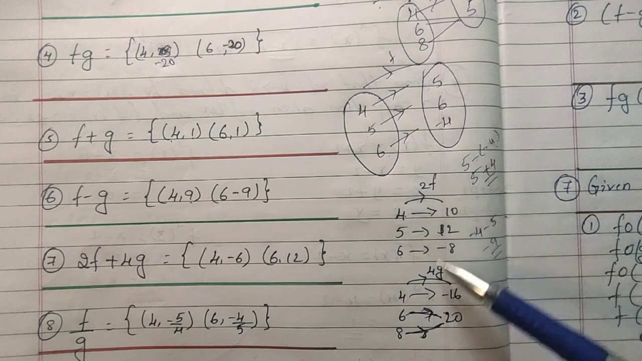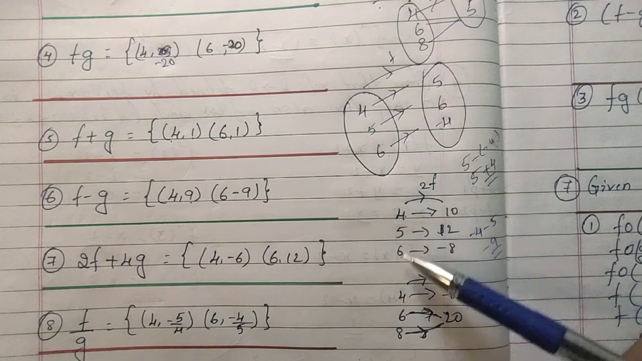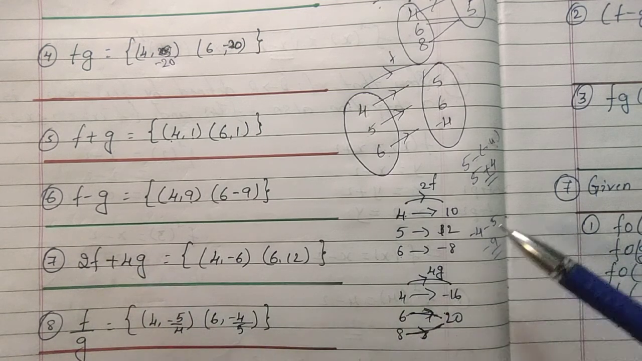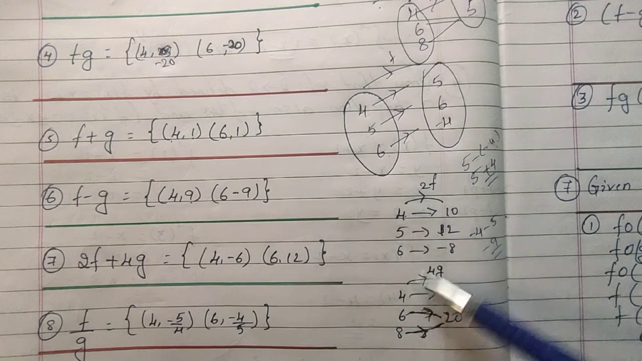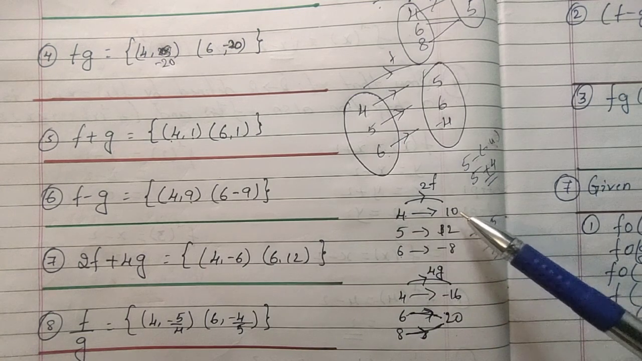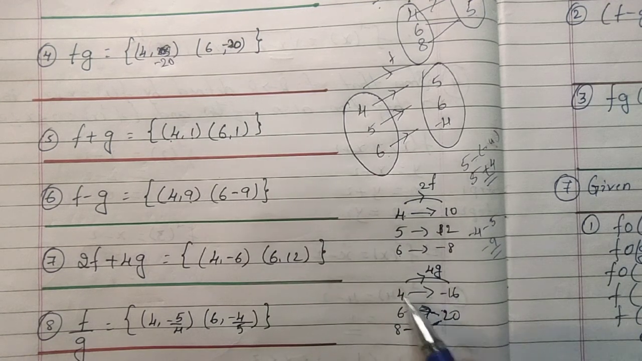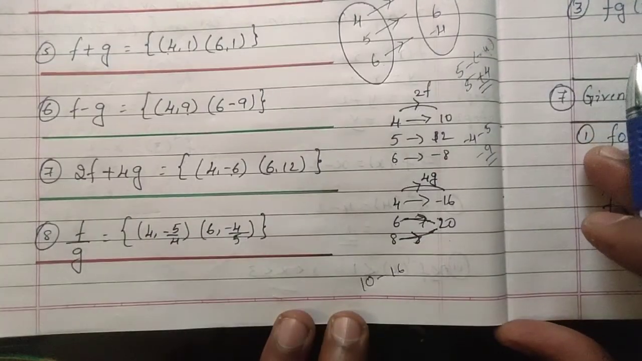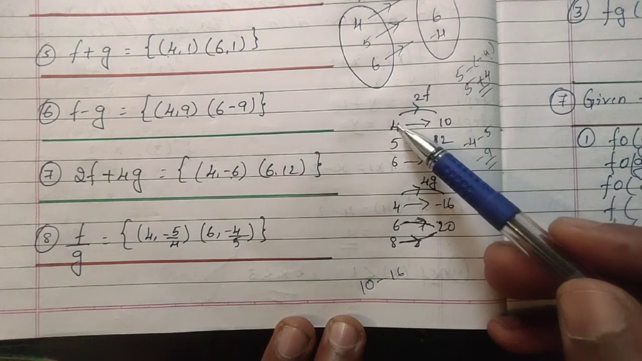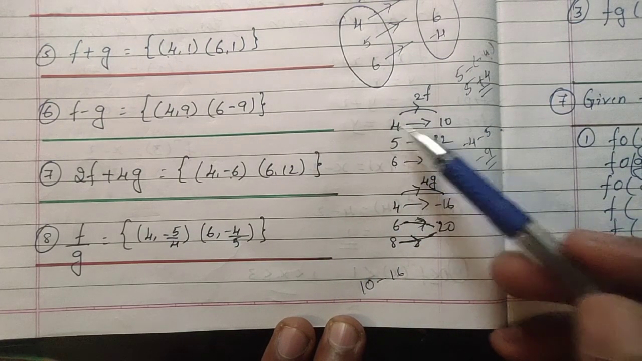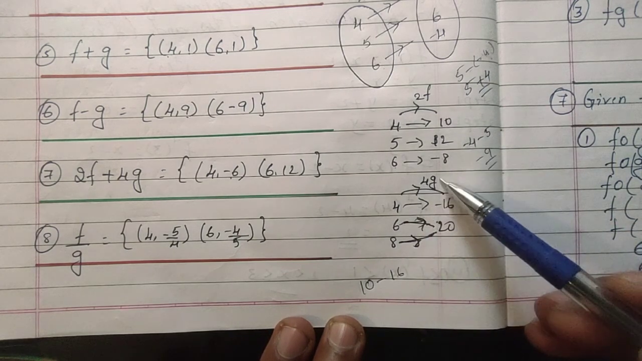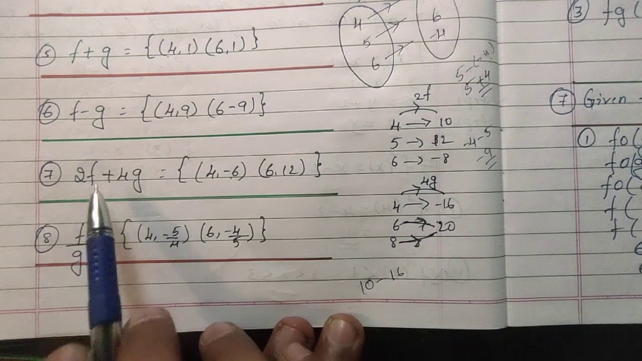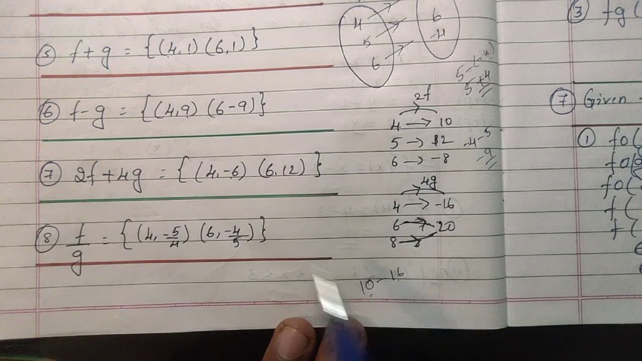Now we got 2f and 4g. Here common domain 4 and 6 we should take. This 2f and 4g we should add. Means for 4 and 6. For 4, what is the 2f function? That is 10. For 4g here minus 16. When you simplify this, you will get minus 6. See here, in 2f, when domain is 4, what is the range? 10. In 4g, when domain is 4, what is the range? Minus 16. This we should add because we are doing addition. When you add these two, you will get minus 6.